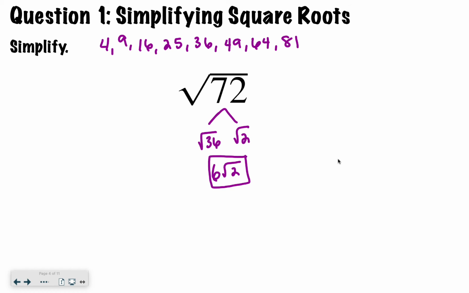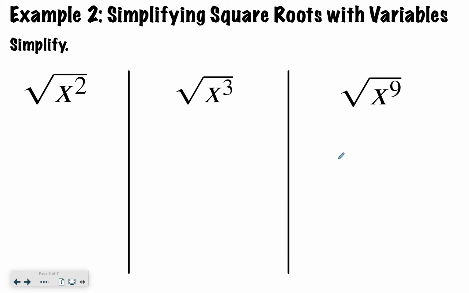Now let's practice simplifying square roots that have variables. So the same idea applies where a square root like this and a square cancel each other. So those would both go away and you would just be left with x.